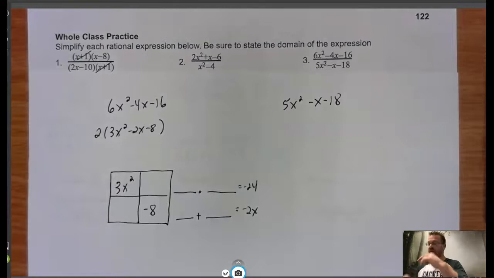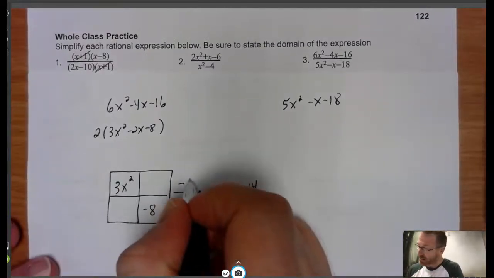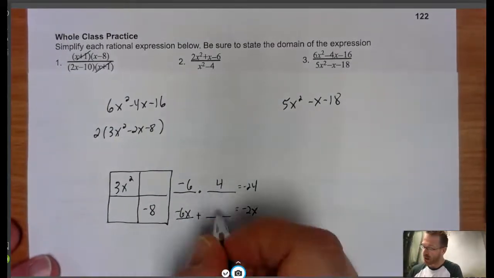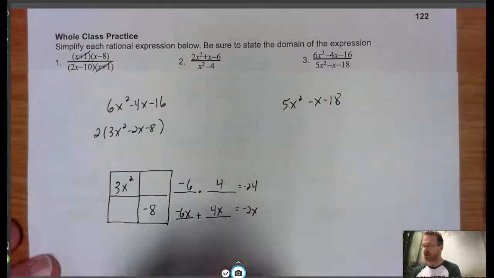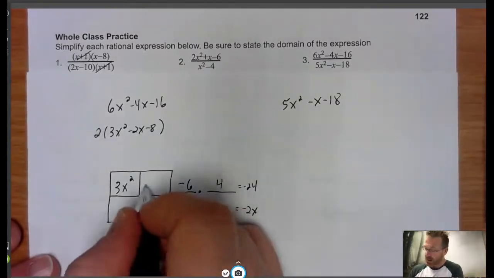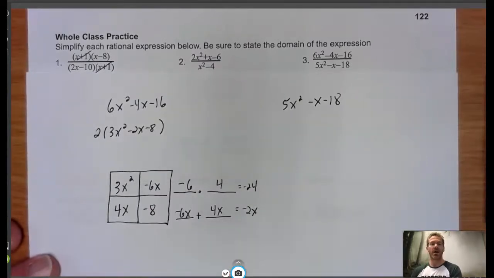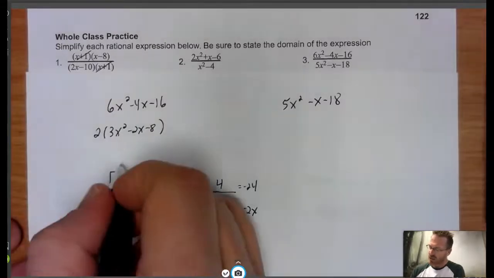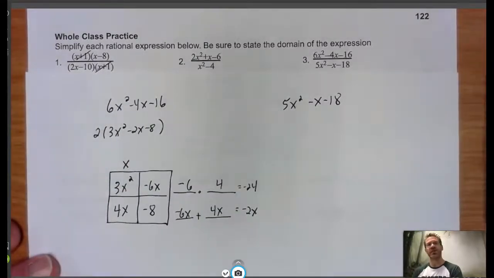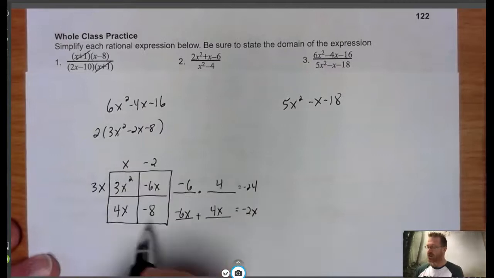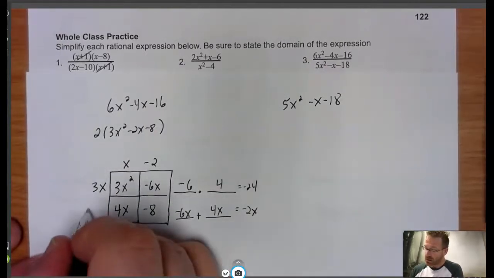Once again, if you want to pause it and go through this on your own, you can. But I'm going to jump right in and say this is going to be negative 6 times positive 4. That's negative 24. And then negative 6x plus 4x would give me negative 2x. I'm going to drop that negative 6x in here, and that 4x in here. Our GCF in that first column is just an x. The GCF in our second column would be negative 2. Our GCF in our first row would be 3x. And then our GCF in the second row would be 4.